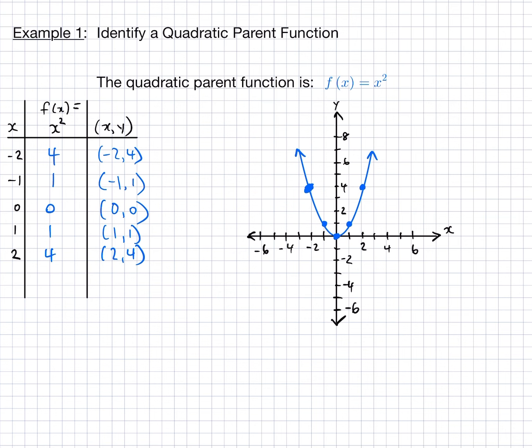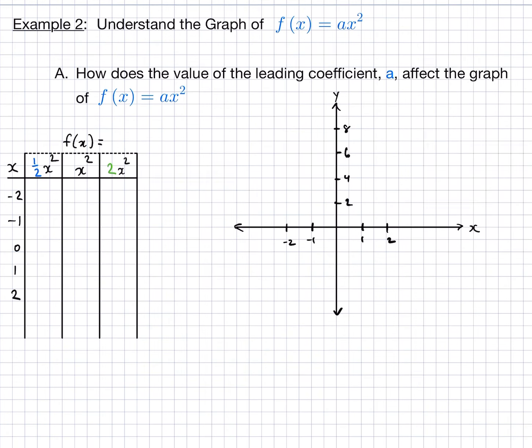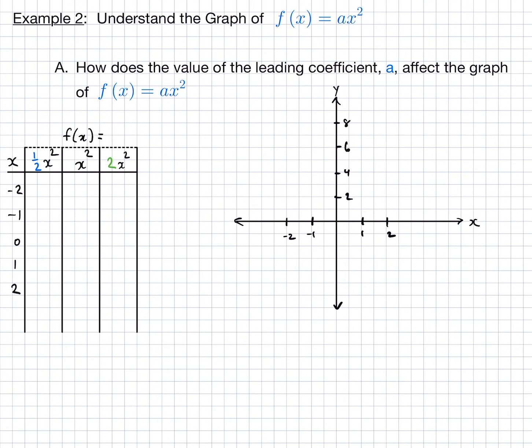So let's take a look at example number 2. Example number 2 is trying to figure out how the value of the leading coefficient affects the graph. This is the leading coefficient, it's the number before the x squared. We want to know how that affects the graph. What happens when these values are different? So let's take a look.